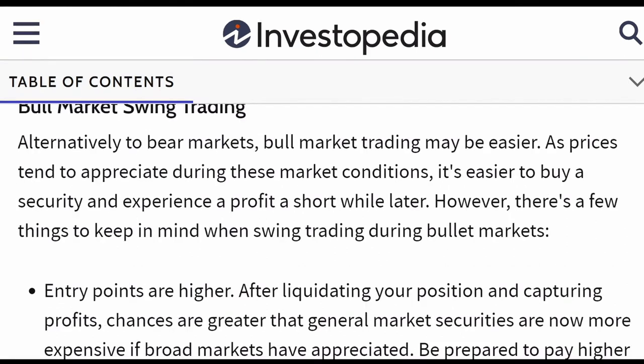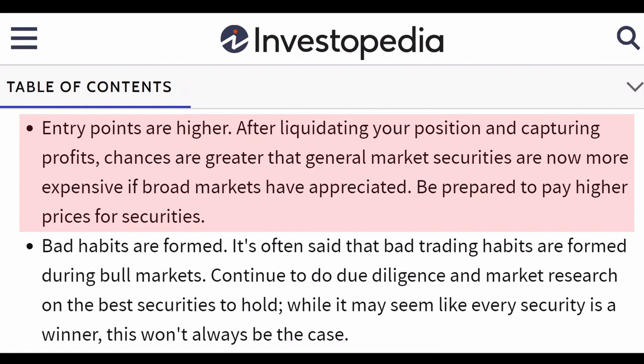Bull market trading could be easier as prices tend to appreciate during these market conditions, so it's easier to buy a security and experience a profit a short while later. However, there's a few things to keep in mind when swing trading during bull markets. First is entry points are higher, so after liquidating your position and capturing profits, chances are greater that general market securities are now more expensive if broad markets have appreciated, so you'll be paying higher prices for securities.